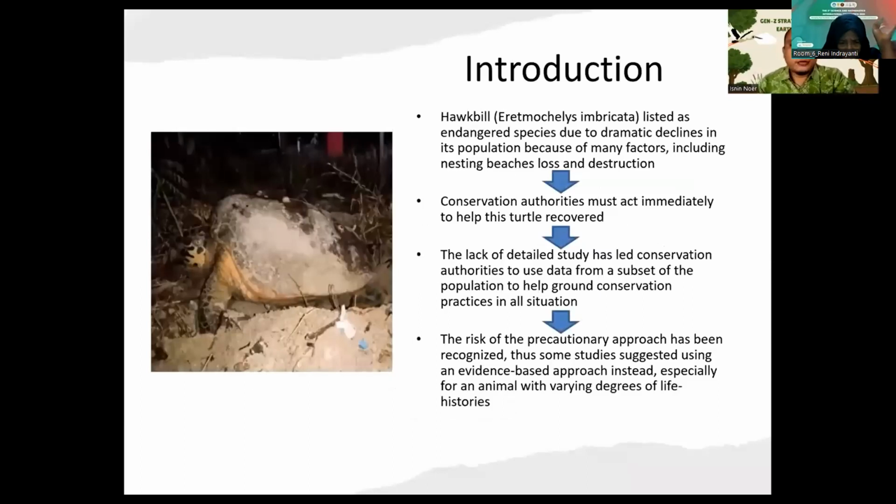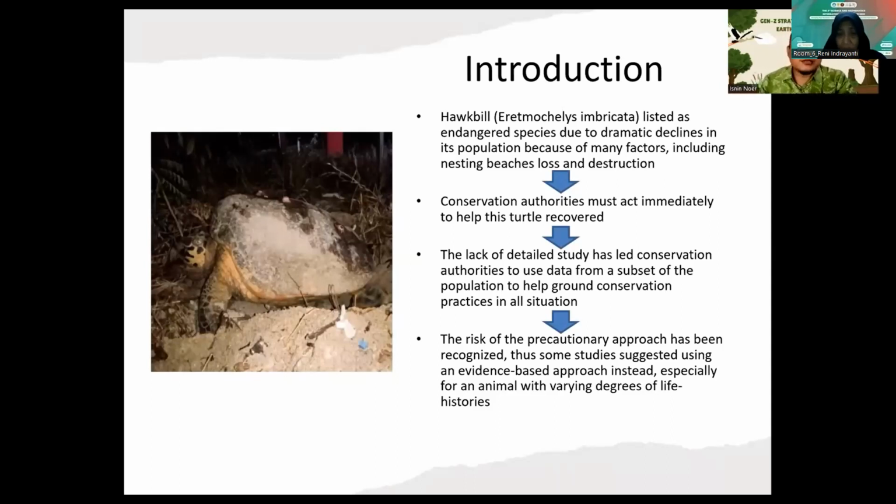As we already know, all sea turtles are protected and continue to experience declining populations worldwide due to many factors, including species loss and habitat destruction. To recover the turtle population, conservation authorities need to help these turtles. We assume that protecting and enhancing nesting beach habitat is perhaps the best action we can take for sea turtles, since it is easier to manage and does not cost a lot of money.